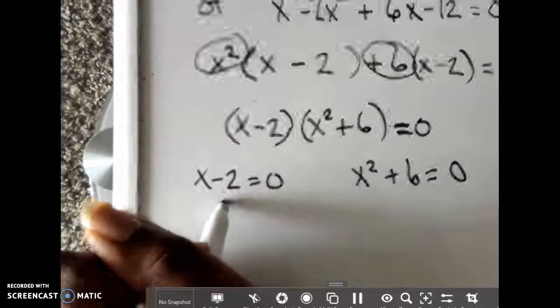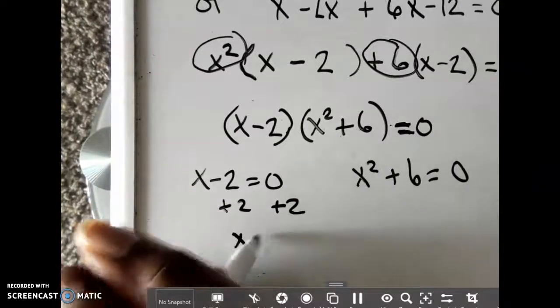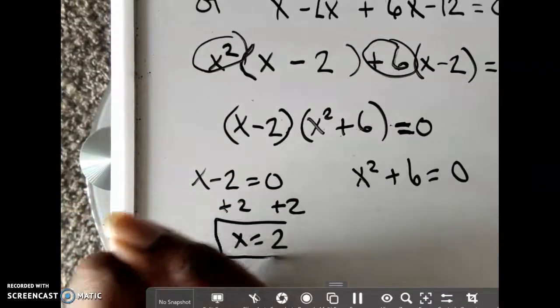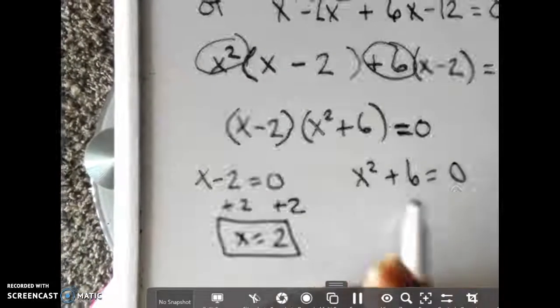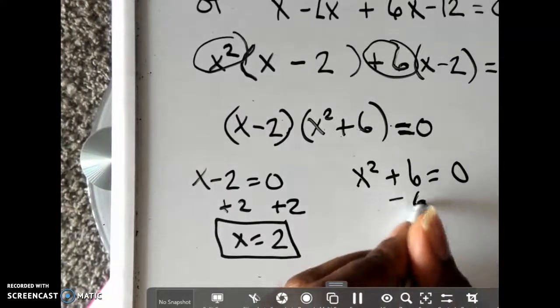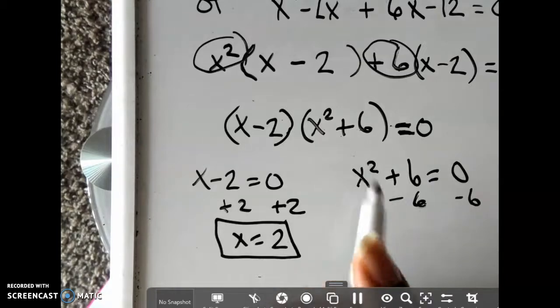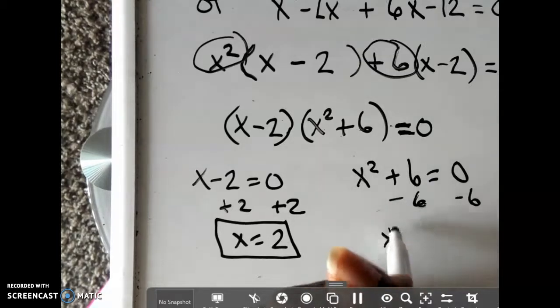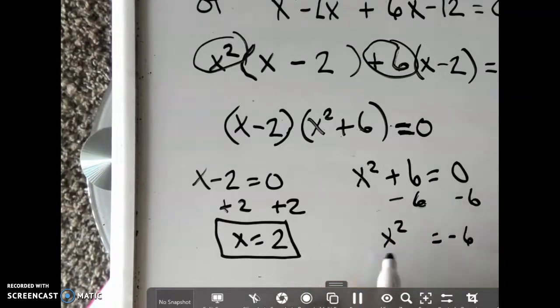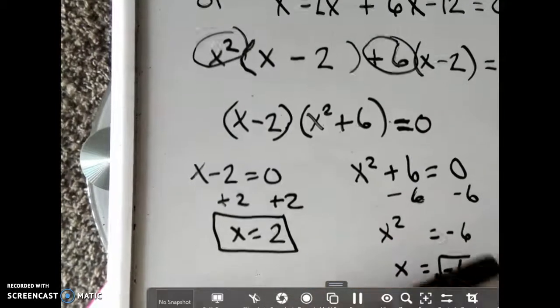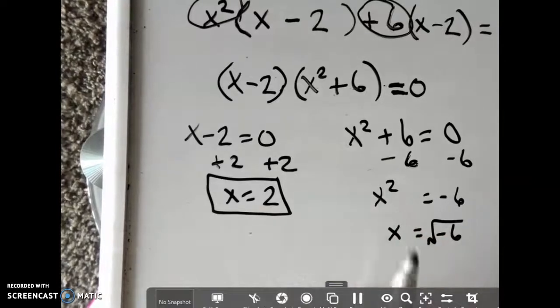And then we just solve for x. We're going to add 2 to both sides. This gives us x equals 2 here. Then over here, we're going to subtract 6 first, because we always want to get rid of addition and subtraction before we deal with any exponents. And then the only way to get rid of the exponent of 2 is to take the square root. So I take the square root of x squared to get x.